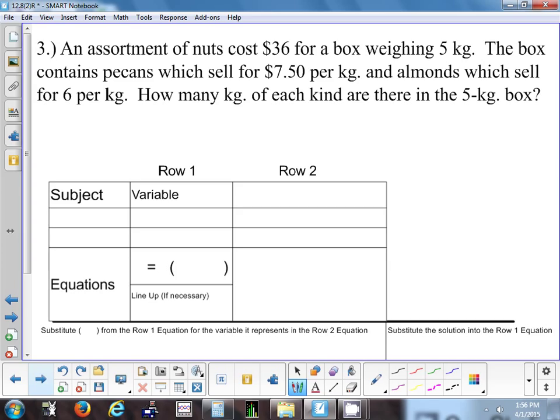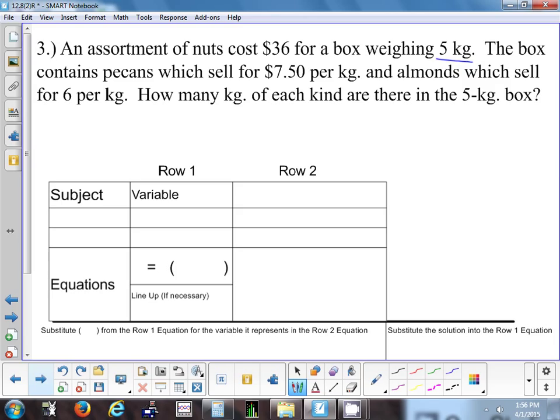It says an assortment of nuts costs $36 for the entire box, and the total box weighs 5 kilograms. The box is going to consist of 2 kinds of nuts. There's going to be pecans in it. Pecans sell for $7.50 a kilogram, and almonds sell for $6 a kilogram. Basically, I want to know how many kilograms of pecans and how many kilograms of almonds are in the box. And we can figure that out because we know 2 things.